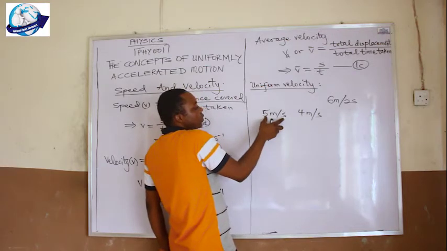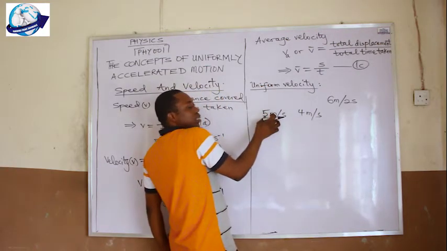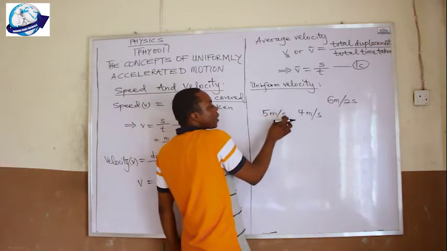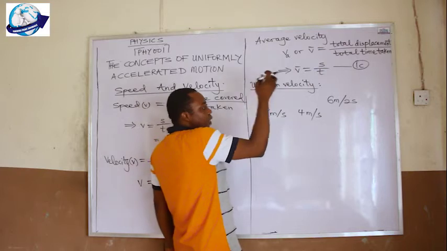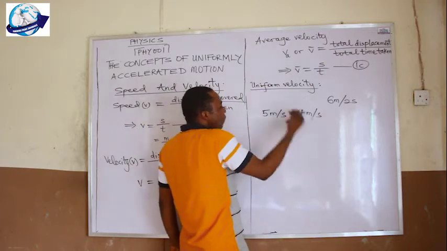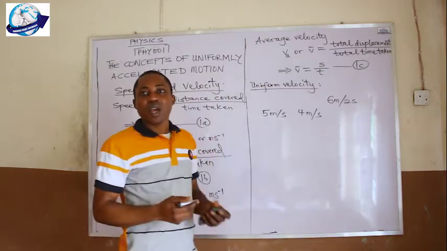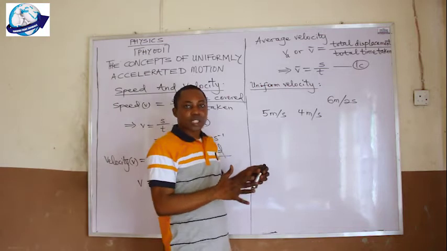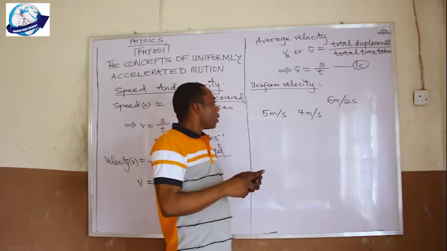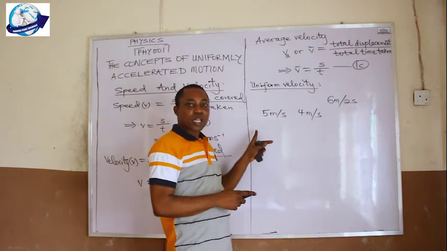Now in the case of 5 meters per second, that means for every 1 second, 5 meters. For every 1 second that passes by, you must have covered 5 meters. If a car is traveling on the road, and it moves to a particular point, you check the time as the car is moving on its way. For every 1 second that passes by, 5 meters has been covered.